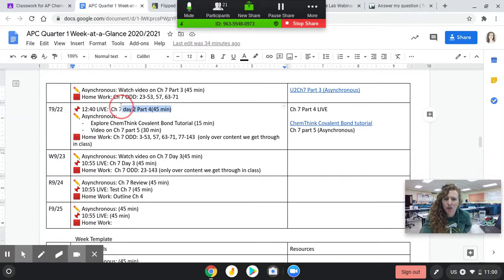Today we're going to go through kind of a part 4 of chapter 7 together. We're going to talk about quantum numbers and how to figure them out, what's allowable and what's not allowable, and what they actually do and stuff like that.